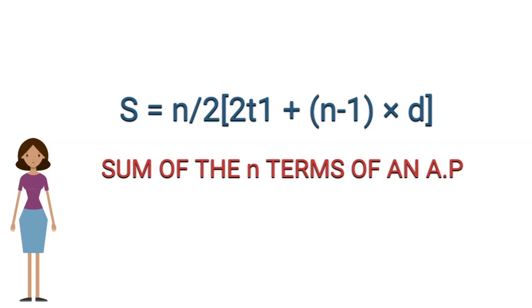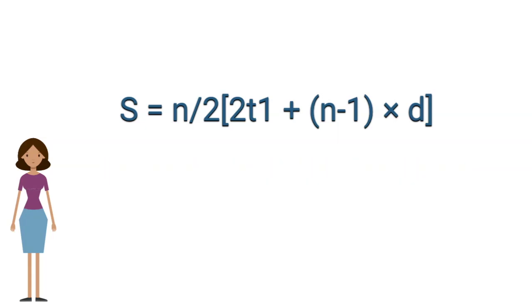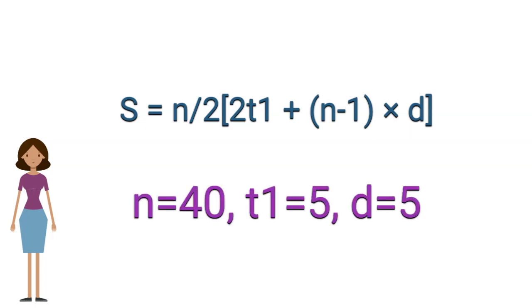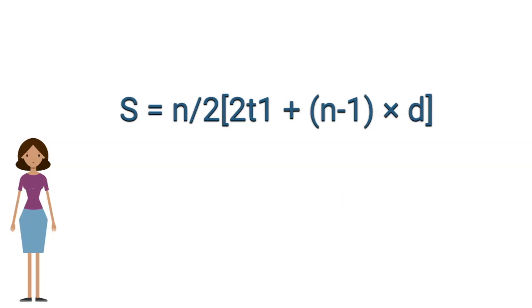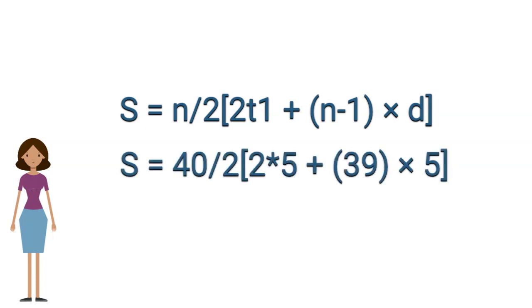We will use this formula to calculate the total fare for the entire journey. S equals n/2 times (2T1 plus (n-1) times D). In our case, n equals 40, T1 equals 5, and D equals 5. On substituting these values we get, S equals 40/2 times (2 times 5 plus 39 times 5), which gives S equals 4100, which is the total fare that Ria has to pay to the taxi driver.